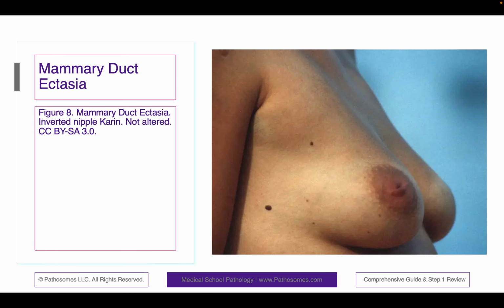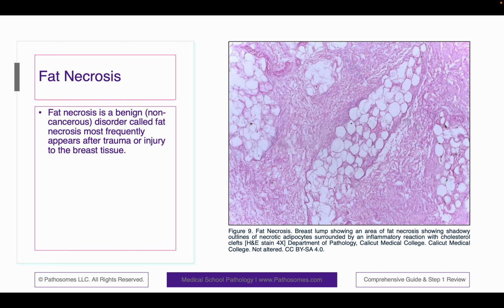Now here we have mammary duct ectasia. What can you tell about the nipple? It's inverted, right? Look at your physical exam skills. Excellent work. Now, fat necrosis. This shows up a lot.